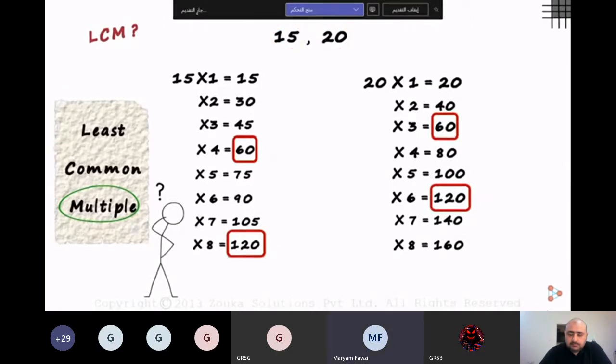So now we know what multiples are. Now we get to the first word, which is least. Of all the multiples, we choose the word least. The least common multiple of 15 and 20 is 60.